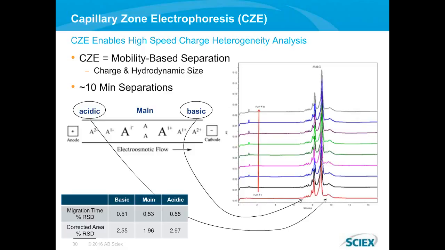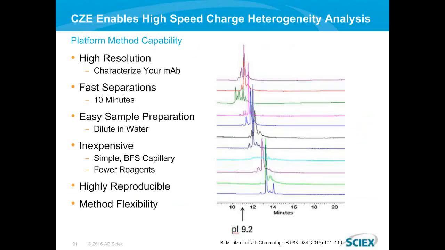And you get a nice big main peak usually right in the middle. The nice thing about it, again, talking about reproducibility down in the bottom left with that table, migration time RSDs well below 1%, and corrected area RSDs all below 3%. So we're not losing anything here. We gain some speed over CIEF, but we still get very high reproducibility and good resolution using CZE for charge heterogeneity.